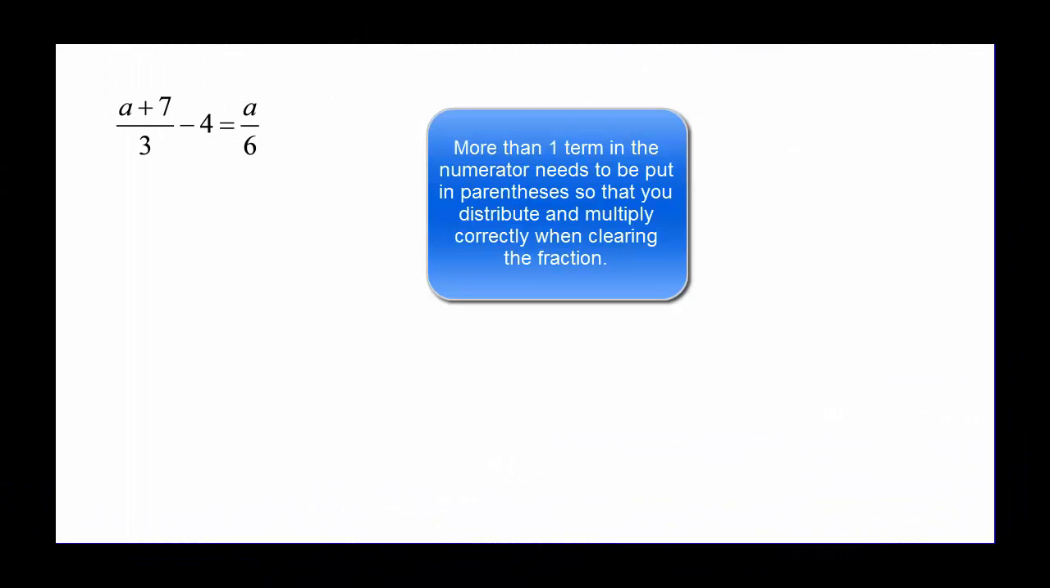One more. This one's really important to watch and be very careful. When you see more than one term in a numerator like this, you want to put parentheses around it before you do anything else, so you don't forget to multiply correctly. Now we're ready to look for the least common denominator. And again, I have a 3 and a 6, and I can multiply 3 by 2 and get to 6. So 6 will be the least common denominator.